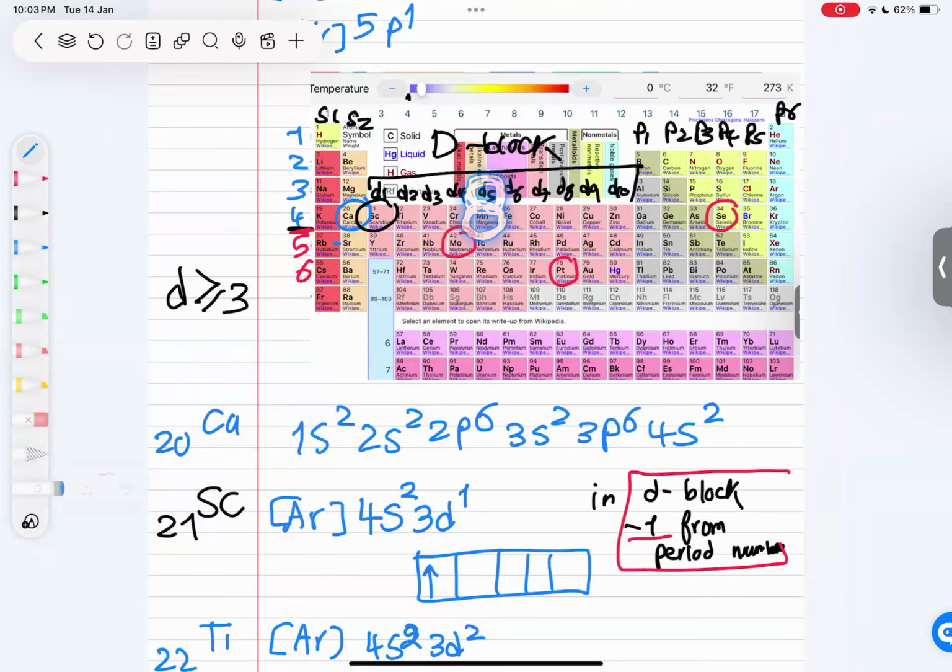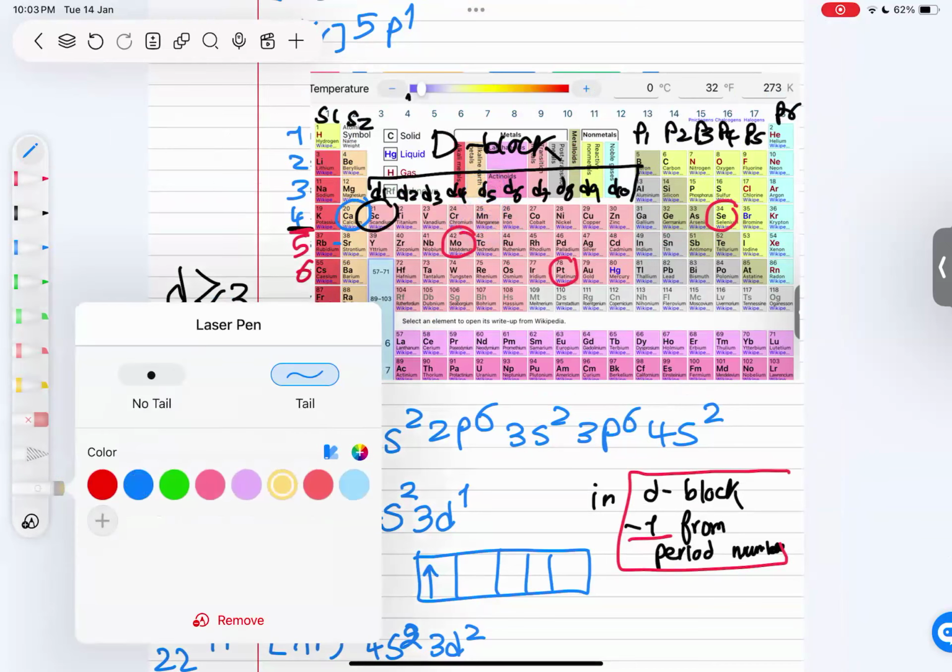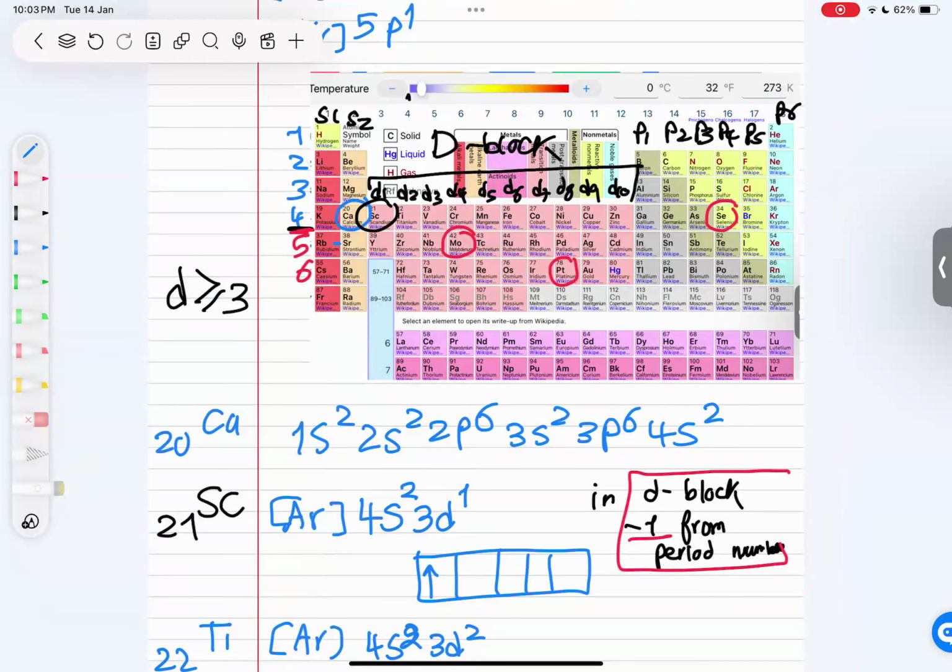It will end in what? Manganese will be 3D5. Very good. What about the ions? I'll do the same thing in ions that I did in the other ions. I will subtract.